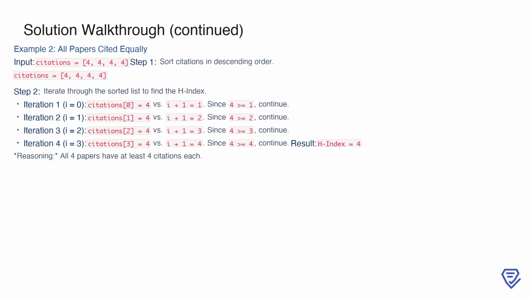Since all papers meet the condition, we return the H-index as 4. This result reflects that all 4 papers have at least 4 citations each, and no paper violates the H-index criteria.